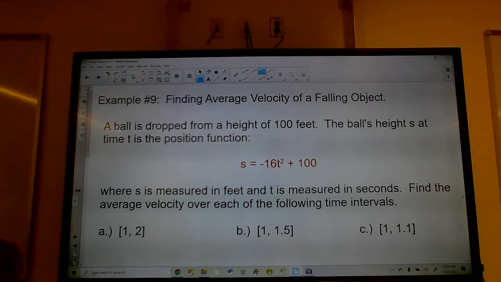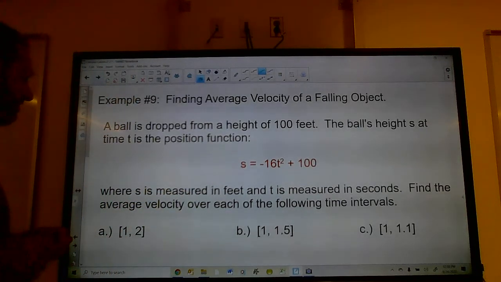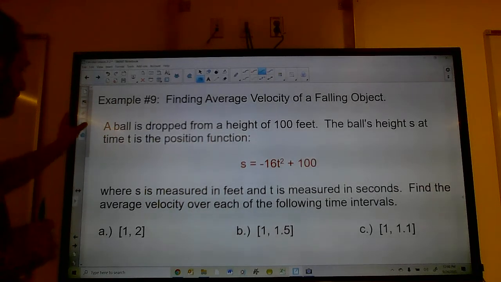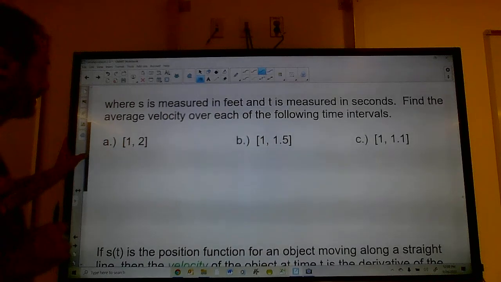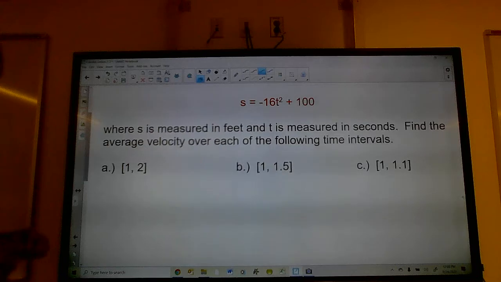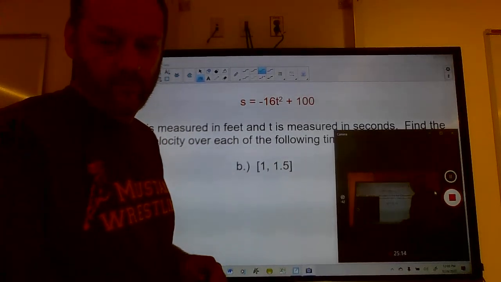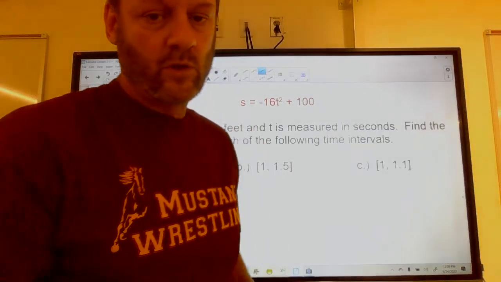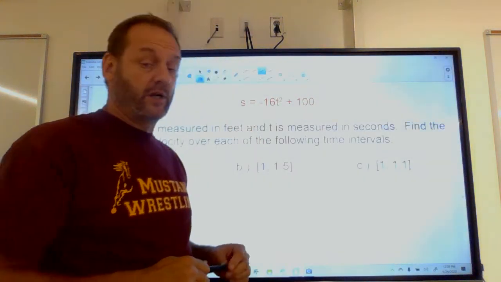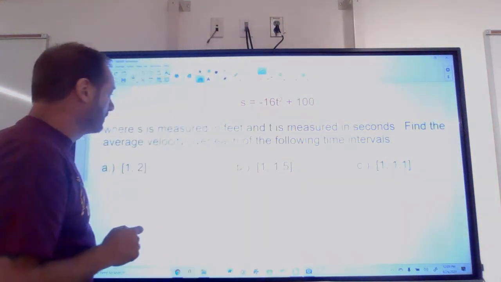Okay, so s is measured in feet, t is measured in seconds. Find the average velocity over each of the following time intervals. Okay, so from 1 to 2 seconds, we want to find the average velocity. What we're going to do is take the change in the position divided by the change in time here.